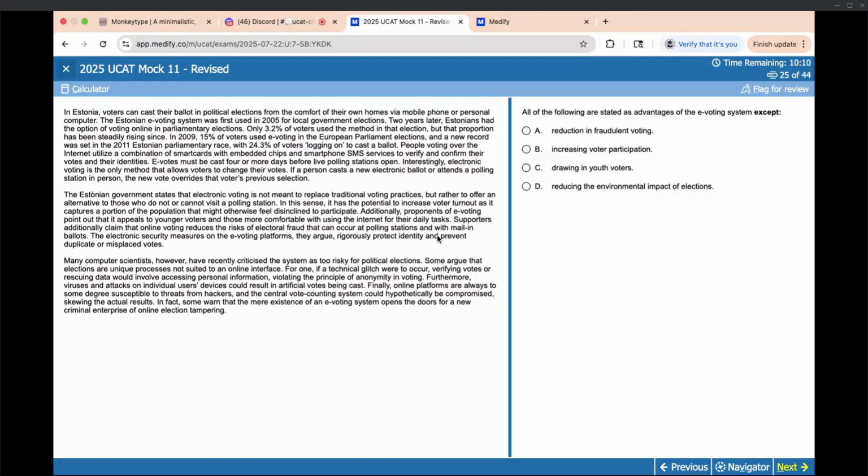And as it has captured the portion of fraud, many computer scientists, however, recently criticized. So it says e-voting here. It's not true because e-voting appeals to younger people, more comfortable with it, and rigorously prevents duplicate or misplaced votes. So that's true. Fraud will increase growing in new theatre. This is all true. There's nothing about environment here, so I'd say that one.